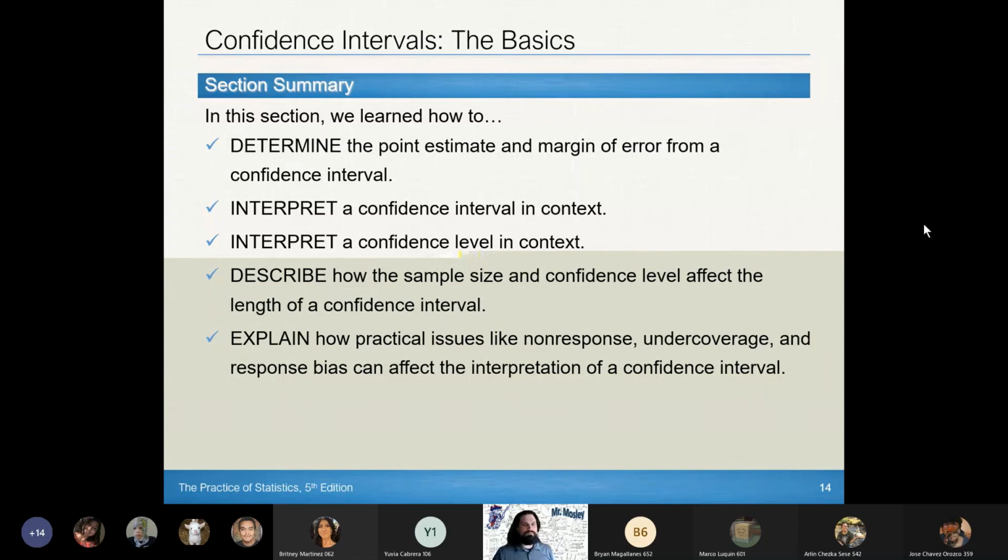Is there anything I can clarify? Is there anything you'd like me to go back to on a previous slide?